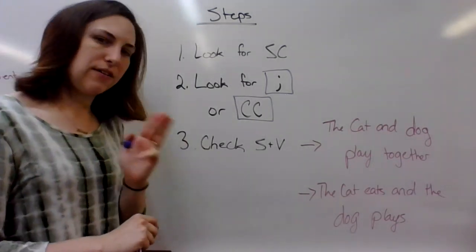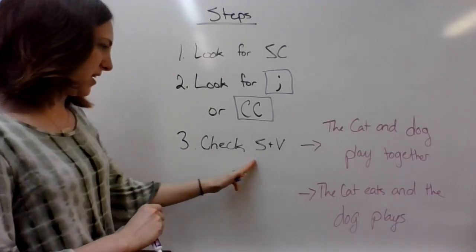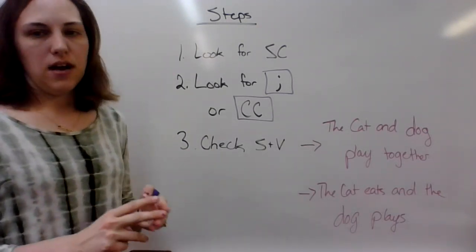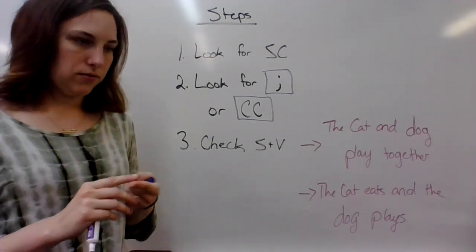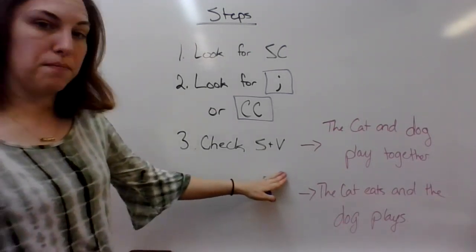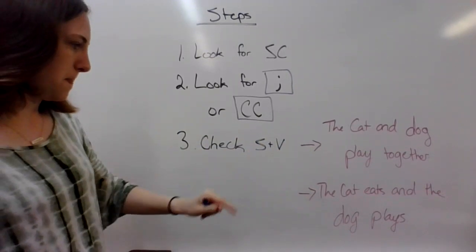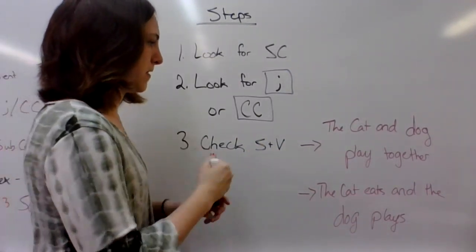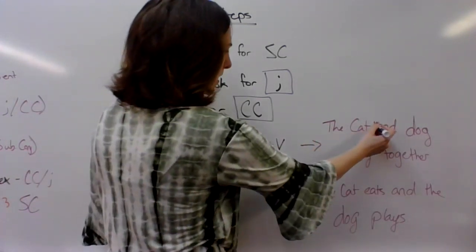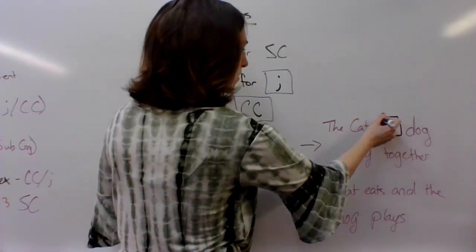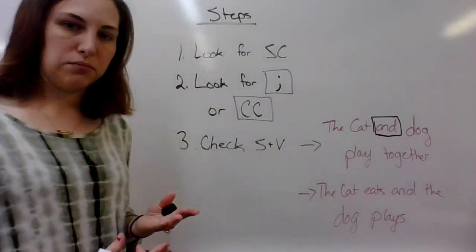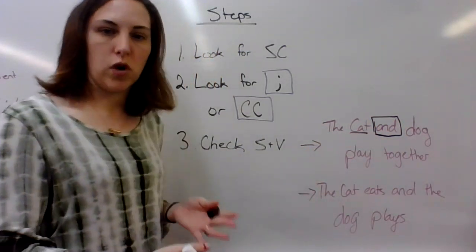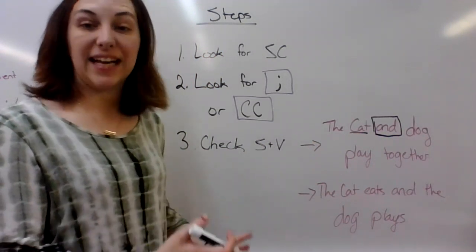But the very last step is to check to make sure you have enough subjects and verbs for it to be compound, really compound. Because, as you remember, I've got these sentences over here. Marker. I have a coordinating conjunction here. But how many subjects and verbs do I have? Cat. That's only one subject. It doesn't have a verb. That's not a sentence.